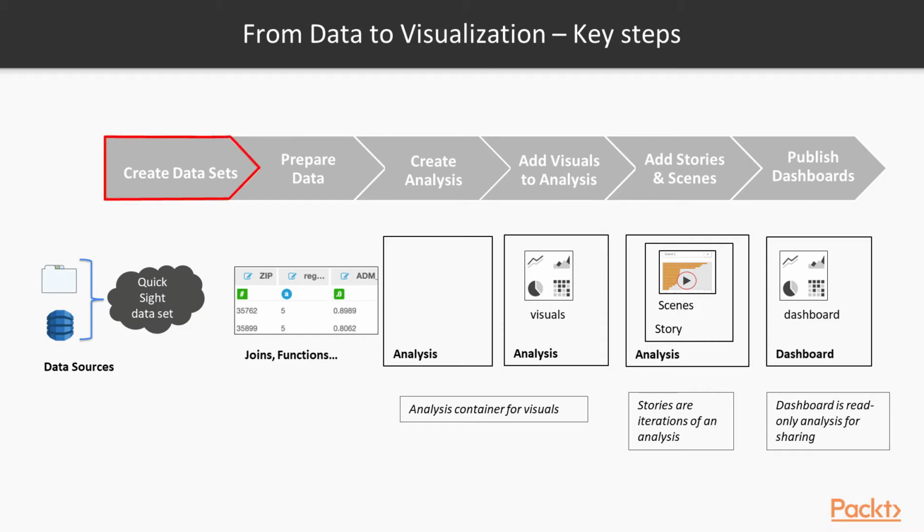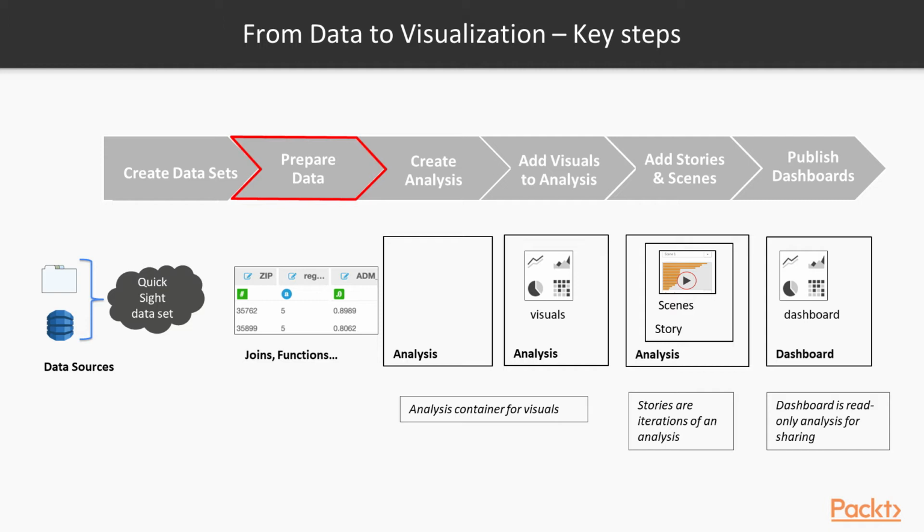First, to work with data, we need to create QuickSight datasets, which typically include one or more tables or files from various sources. Optionally, if the dataset needs some cleanup or format changes, we can prepare the data using the QuickSight SPICE engine, which we've seen earlier.